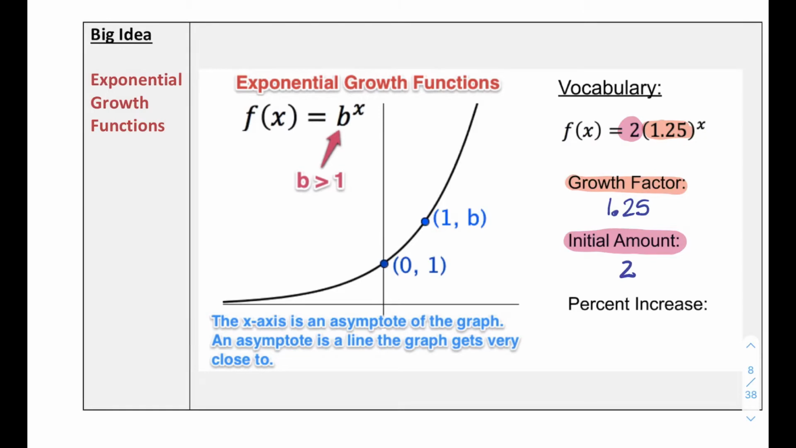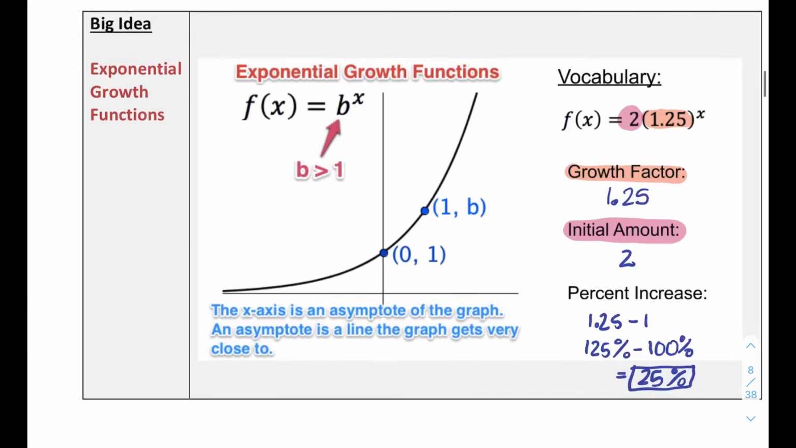The initial amount of your exponential function is what you'd have if you plugged in 0 for x. So like this one, anything to the 0 power is 1, so we'd have a starting value of 2. And then the percent increase is how much larger than 1 your growth factor is. So for every increase in your x value, this one's going to increase 25%. You can think of it as finding the difference between your growth factor and 1 and then changing that to a percent.